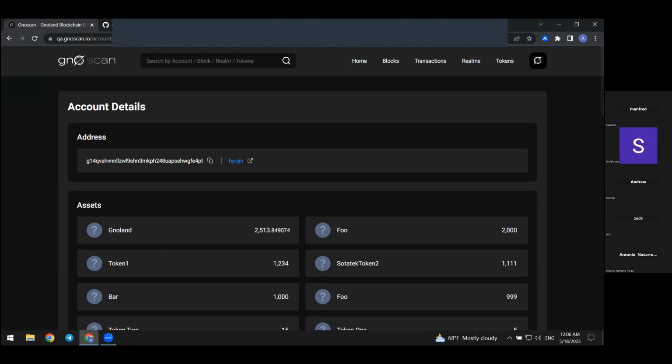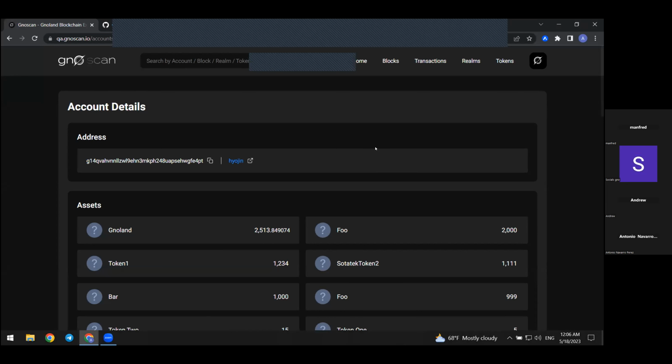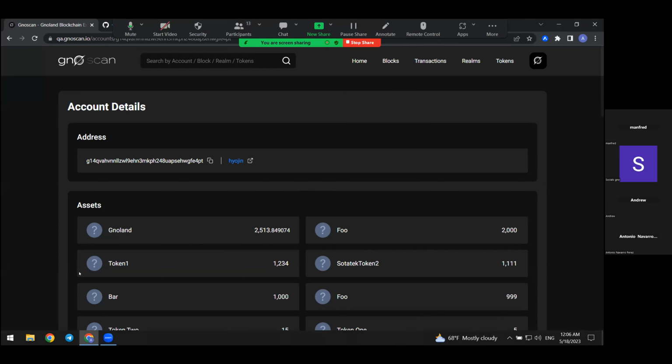Yes. All right, so I'm just going to be sharing this quick update on GNOScan. This is an internal server that we use for testing purposes. Is it good on your end? Yeah, it's okay now. All right, I'm just going to continue then.